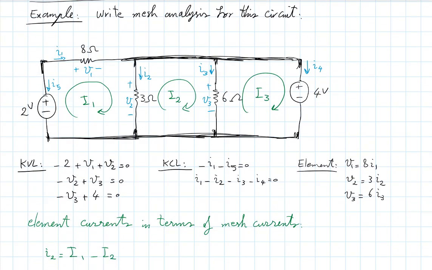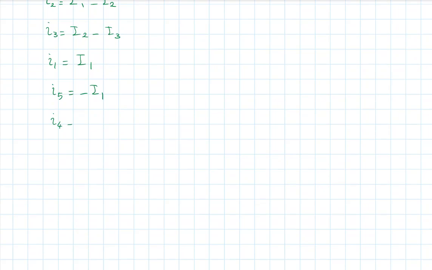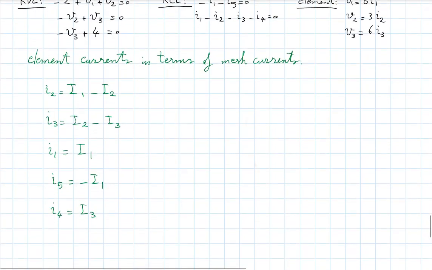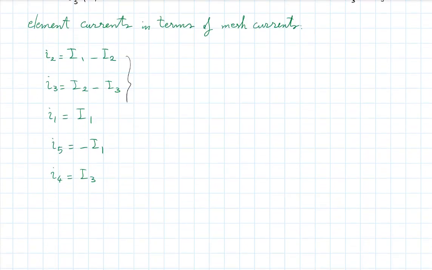Okay, and finally for little I4, we have it equal to the mesh current I3, again in a similar sense. Okay, so that's it basically. Next is to put these into your KVLs and KCLs and simplify things, and you have all the equations in terms of mesh currents. So let's do that. Place them into the KVL, KCL, and element relationships.